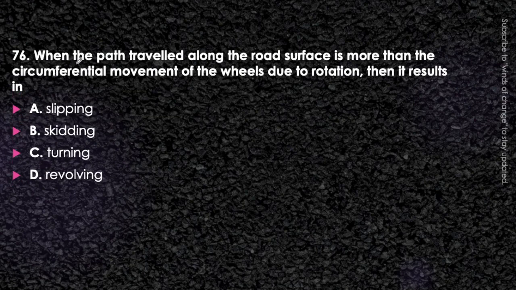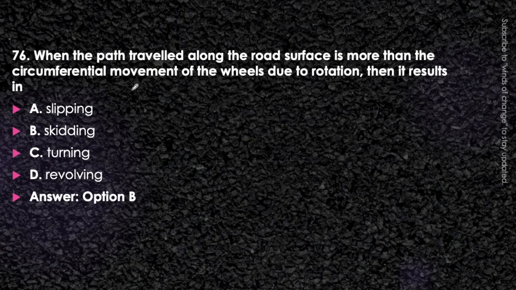Next question. Where the path traveled along the road surface is more than the circumferential movement of the wheels due to rotation, then it results in slipping, skidding, turning or revolving. So if you come across this definition, you can find out there can only be 2 possibilities, either slipping or skidding. Now which one is slipping and which one is skidding? Just think about it. What is the condition of slipping? In the condition of slipping, the wheel rotation will be more and the distance traveled will be less. Okay, that is the case of slipping.